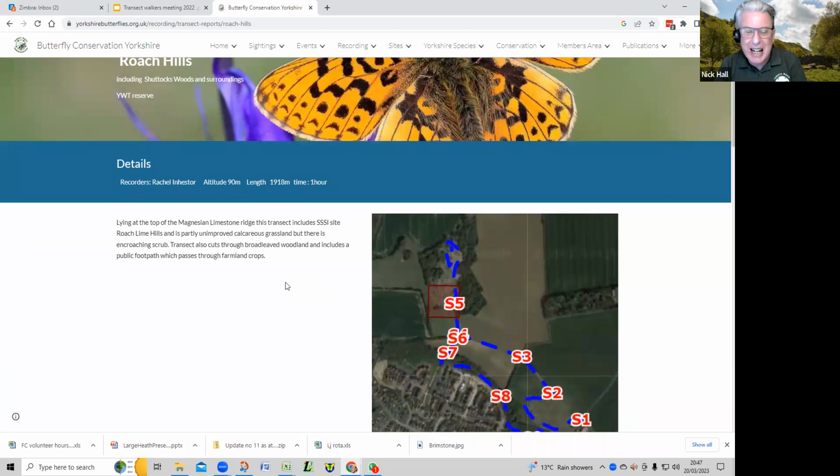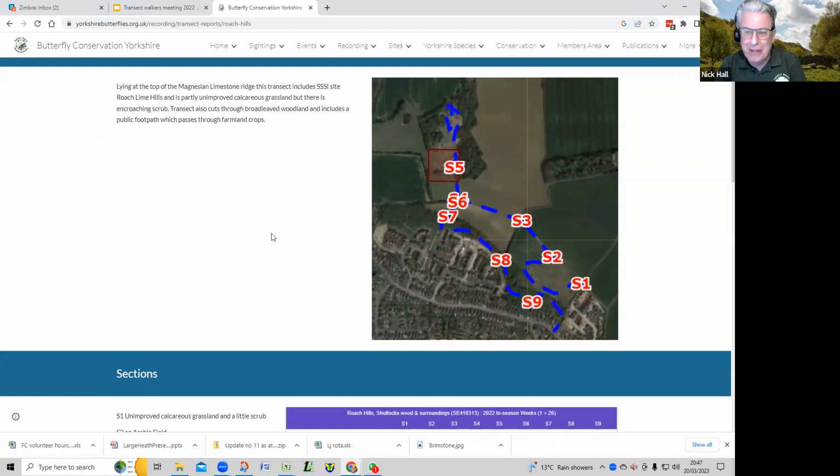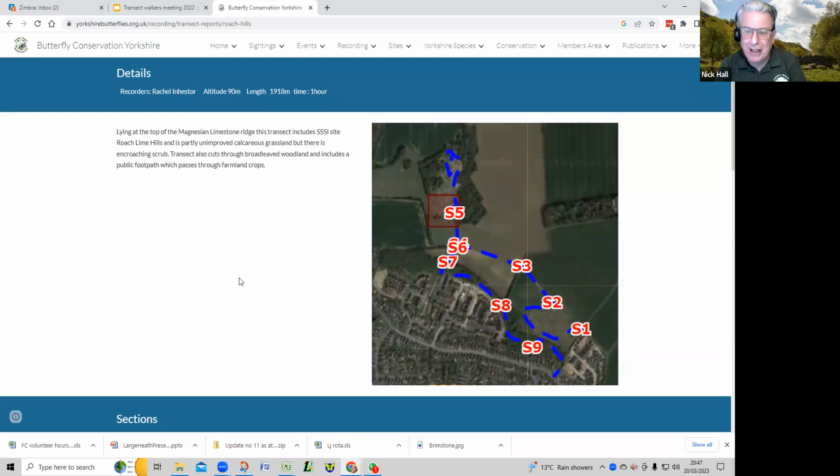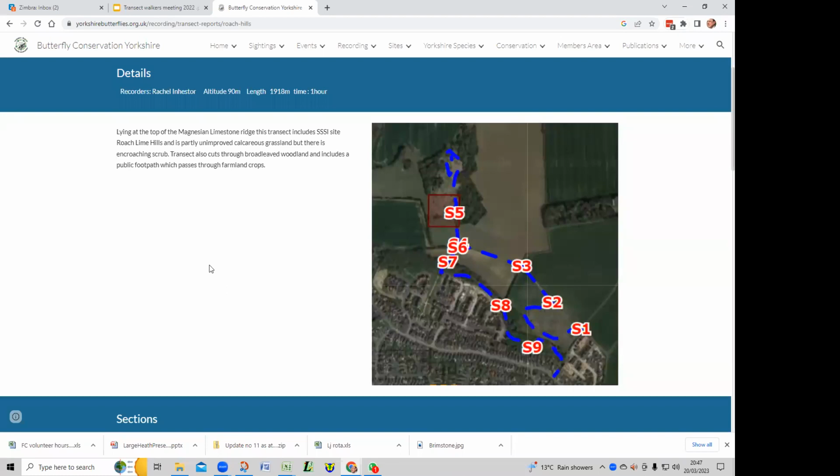Okay, Town Close Hills. I don't have a map for that. What, in your opinion, are the highlights of Town Close, Rachel? It was the first time I've gone round Towncliffe Hills on a regular basis, so I don't really know what I was comparing it with. But there were so many marbled whites. It was really nice on the hillside. It was absolutely covered in marbled whites on one of the weeks. And I saw my first dark green fritillary of the year at that site. Yes. And there were purple hairstreaks, so that was nice.